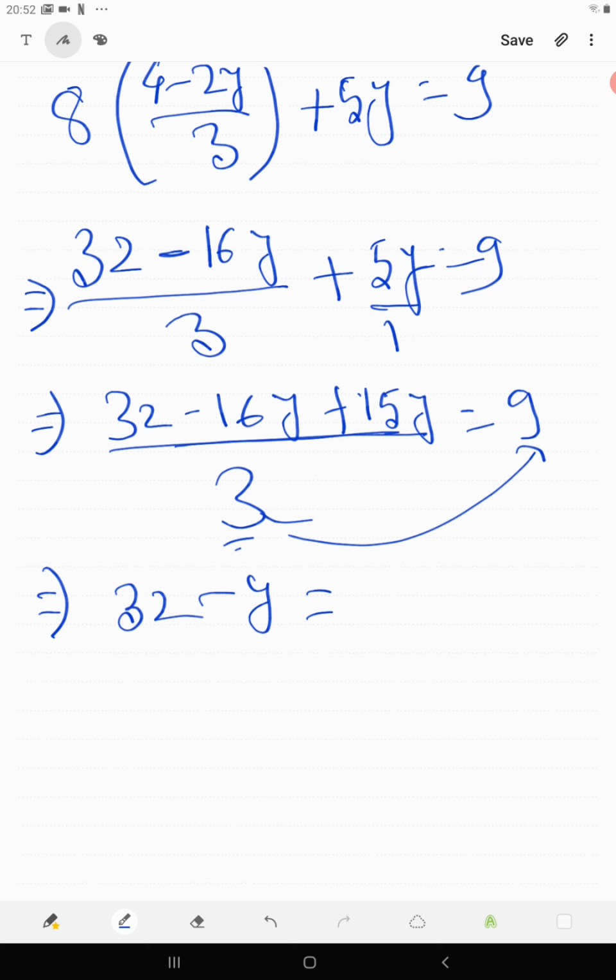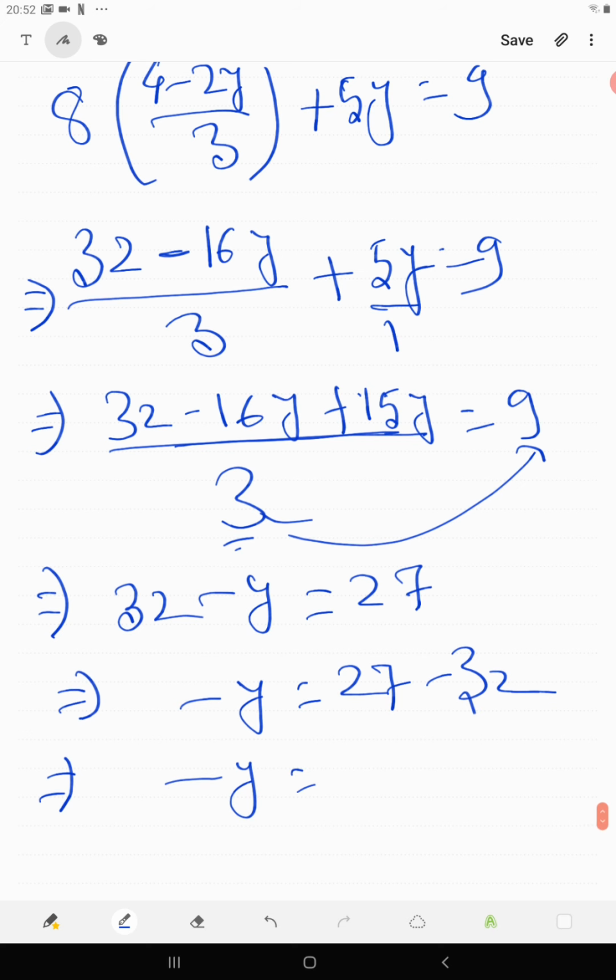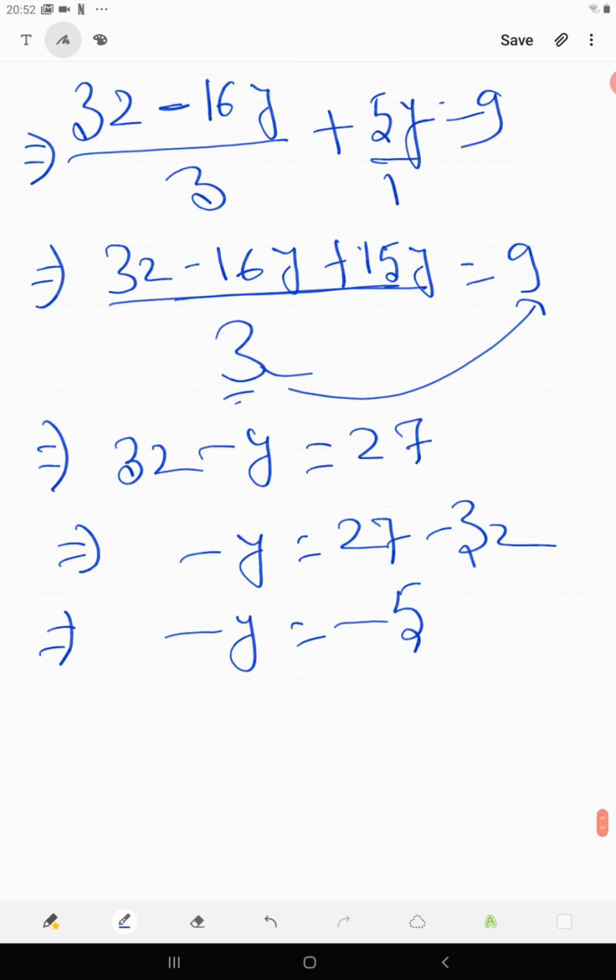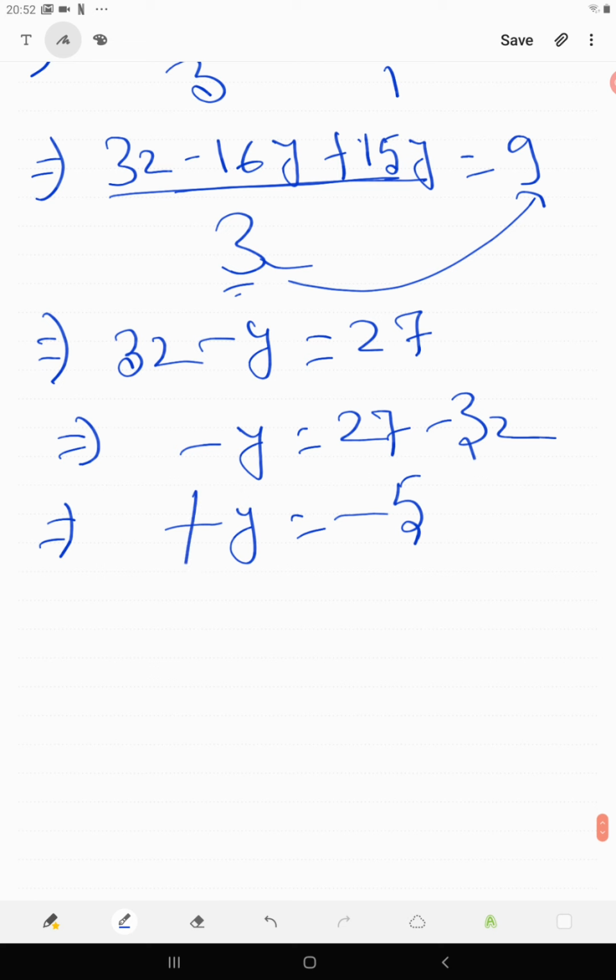This 3 is getting multiplied with 9 and it will give you 9 into 3 is 27. Okay, so this summarizes: minus y equals 27, 32. I am bringing 32 towards the right, so it is positive on the left, so it will become negative on the left. So minus y equals 27 minus 32, the bigger is 32, so it will be minus. 32 minus 27 is 5, so minus of 5. Now minus minus cancel out. So what we got is y equals 5.